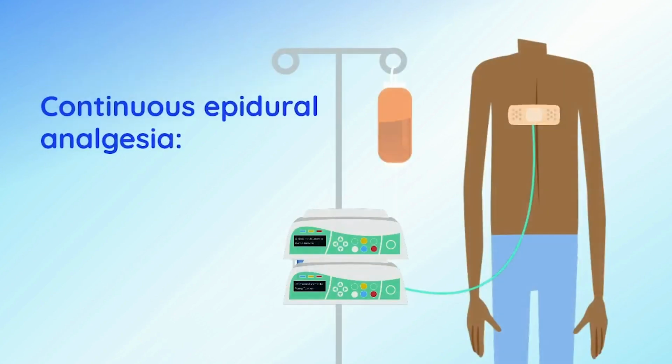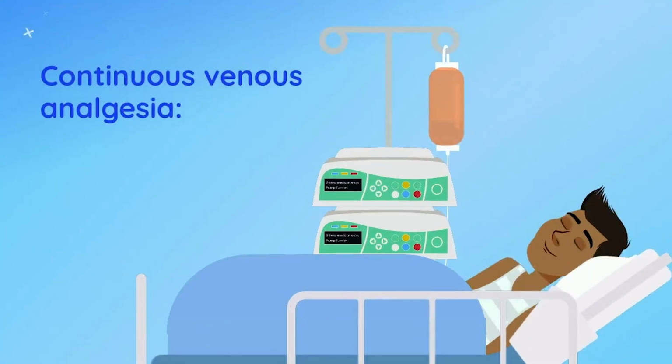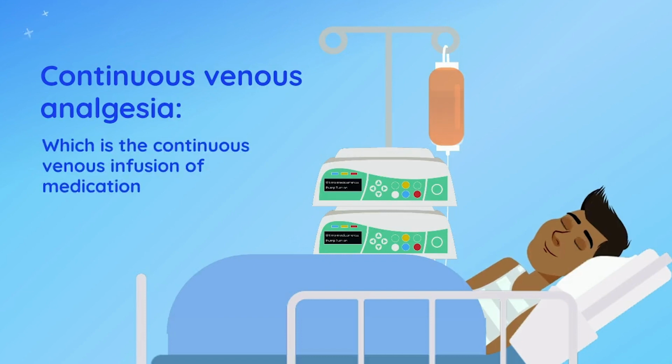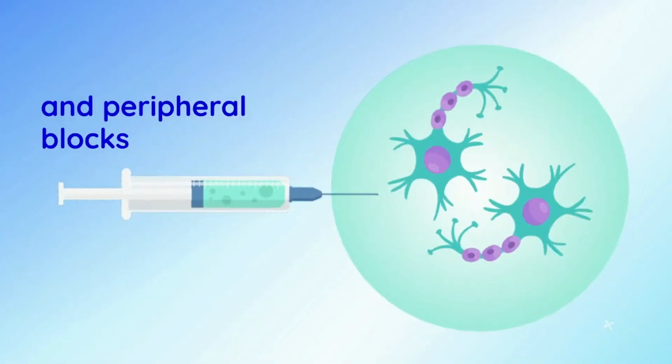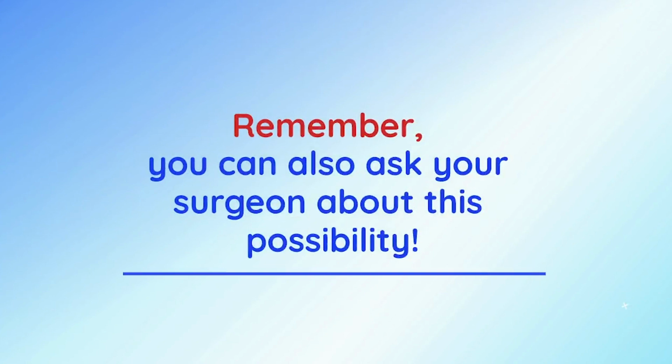Continuous epidural analgesia consists of the continuous administration of analgesic solution via an epidural catheter. Continuous venous analgesia is the continuous venous infusion of medication, and peripheral blocks. Remember, you can also ask your surgeon about this possibility.